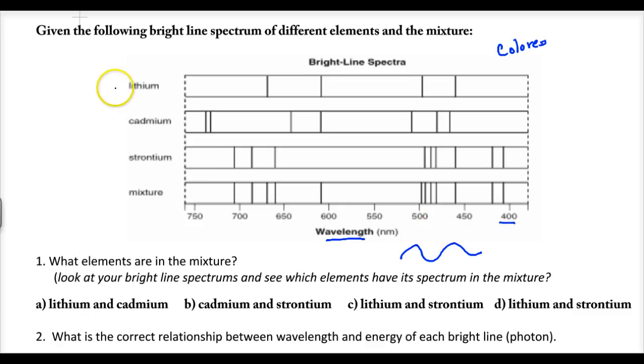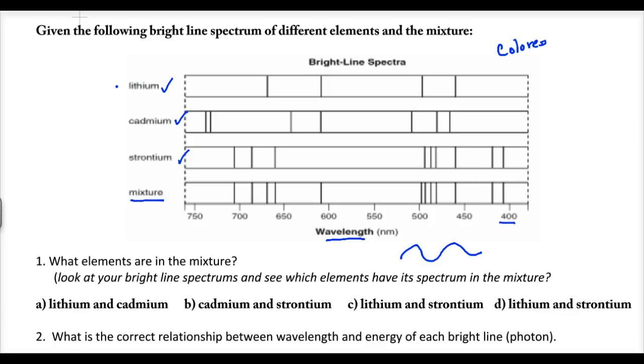So what we have is 3 elements: lithium, cadmium, and strontium. These are their individual bright line spectrums that we get from exciting them and letting them jump back. They're the footprint of all elements. Elements all have a unique spectrum because they have a unique arrangement of protons and electrons. This is a mixture of some of the elements, and we put them through the spectrum again.